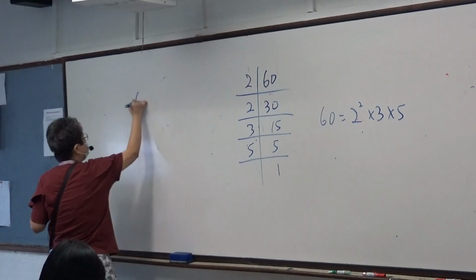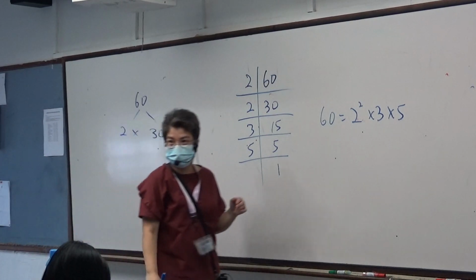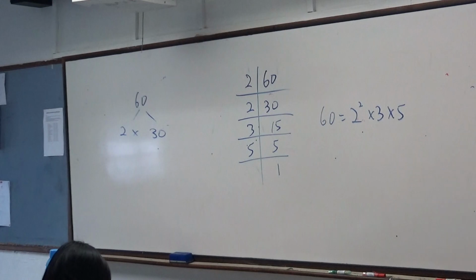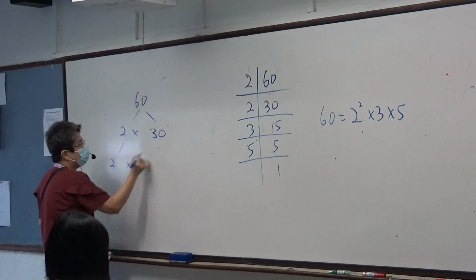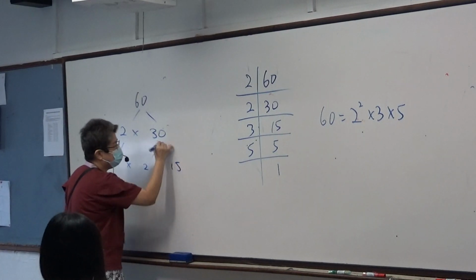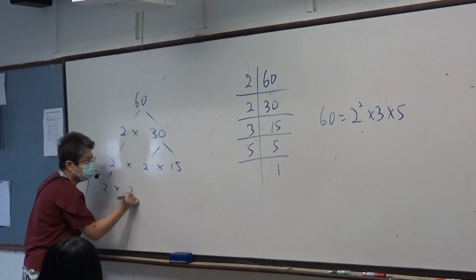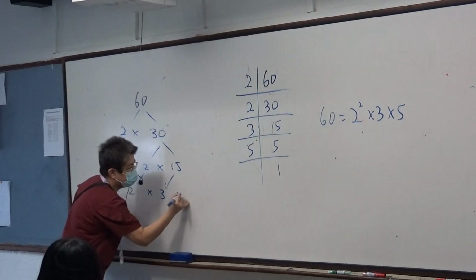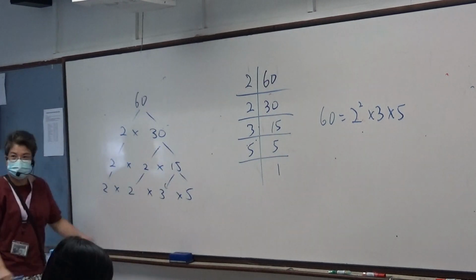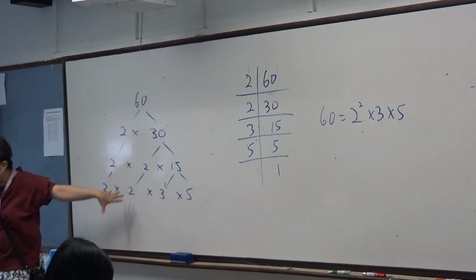For example, I'll show you, 2 times 30, correct? Is this correct? Okay. Then this one will be 2 times 2 times 15, correct? Then it will be 2 times 2 times 3 times 5, correct? Now, can you see that it's 60 already, the Christmas tree is like that?